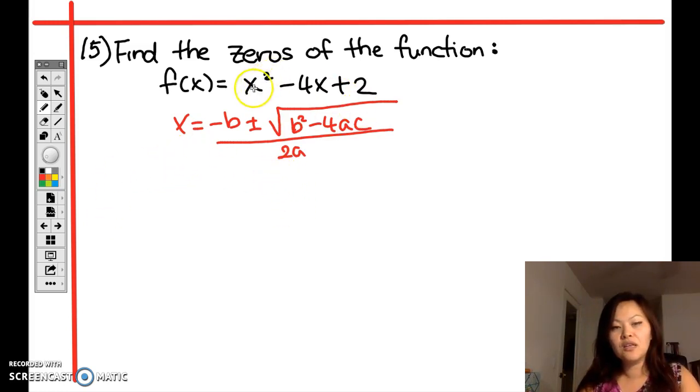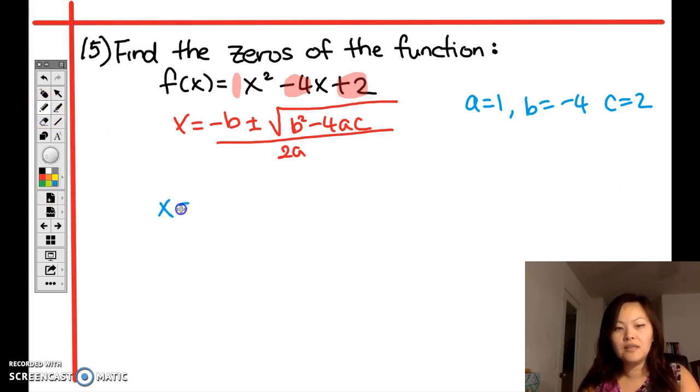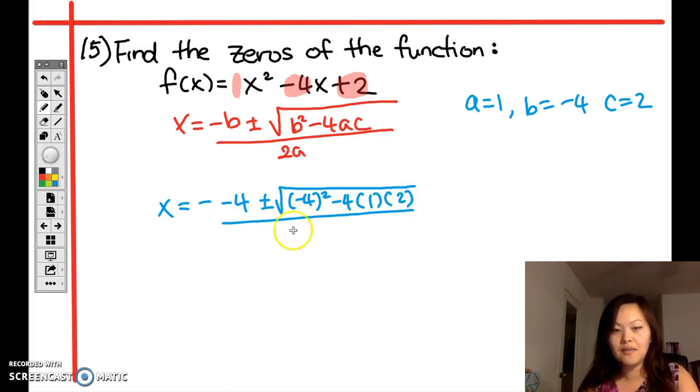So there you go. First, you gotta know what your A, B, and C is. So A is 1, B is negative 4, and C is 2. Where did I get that information from? Right here. Okay, so now all you have to do is plug it in. X equals negative, and then B is another negative 4, plus or minus the square root of b squared, so that's negative 4 squared, minus 4ac. It always helps when you put all your numbers in parentheses.